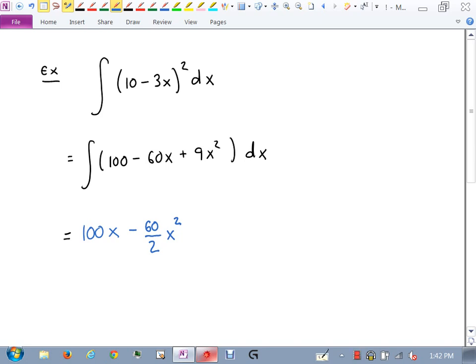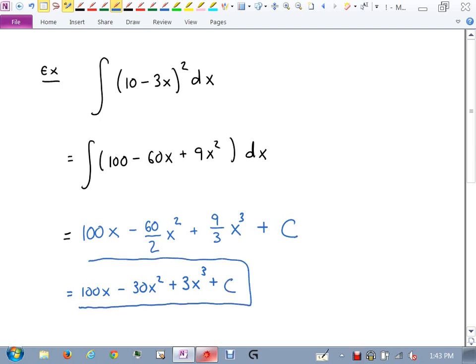What's the next one going to be? Plus the 9 stays over 3x to the third. Plus a constant of integration. dx is gone, right? And now you would just clean this up. 100x minus 30x squared plus 3x cubed plus c. Box it up. You're done. Questions?